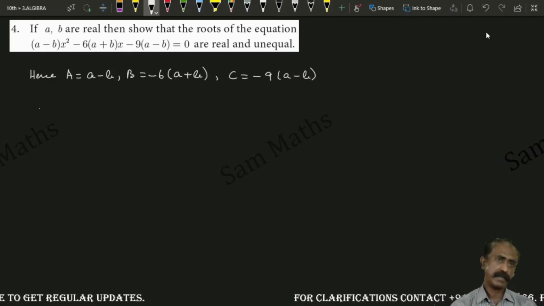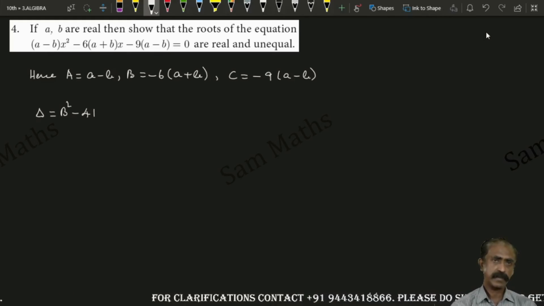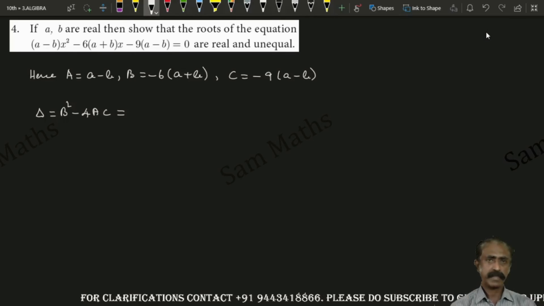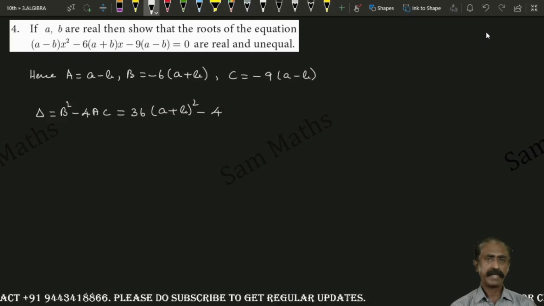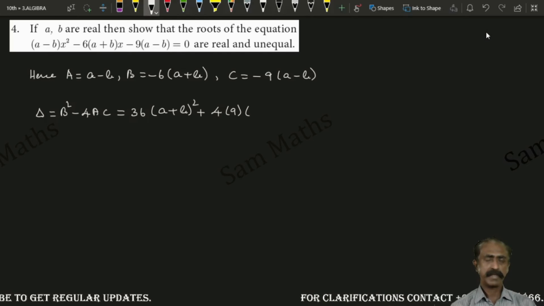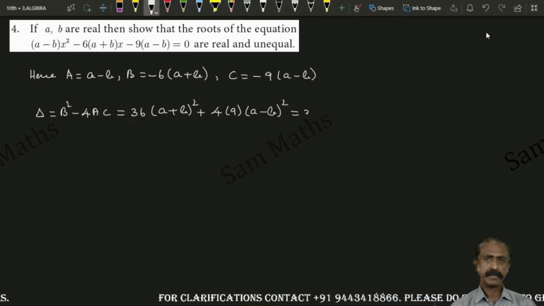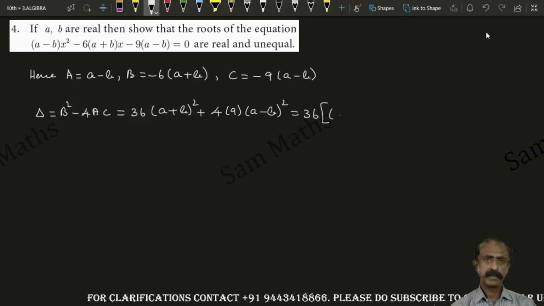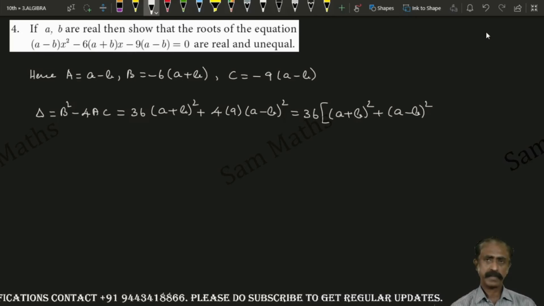So, we have to find the value of delta, which is equal to b square minus 4ac, equal to b square, that is 36 into (a plus b) the whole square, minus 4 into the product of a and c. Another minus 9 is there, therefore it becomes plus 9. Okay children, (a minus b) into (a minus b), the whole square, which is equal to 36 you can take outside, it becomes (a plus b) the whole square plus (a minus b) the whole square.